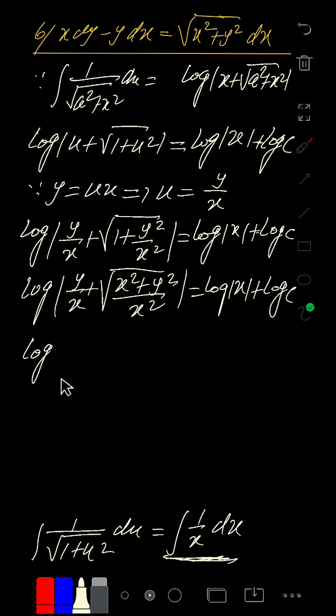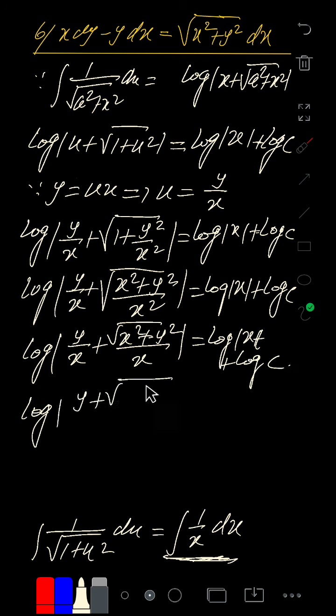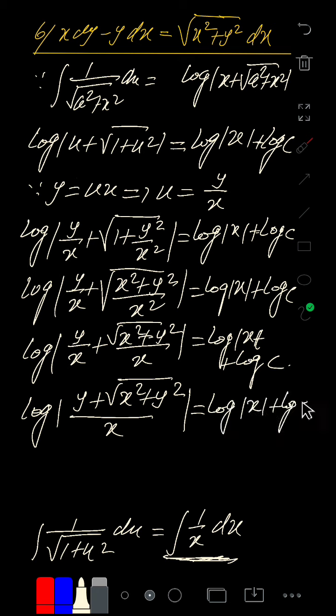Now log, this may be written as y upon x plus under root x square plus y square upon x, because under root x square is x, so that is log mod x plus log c. Taking LCM over here, we have y plus under root x square plus y square in the numerator and x in the denominator. That is equal to log mod x plus log c.